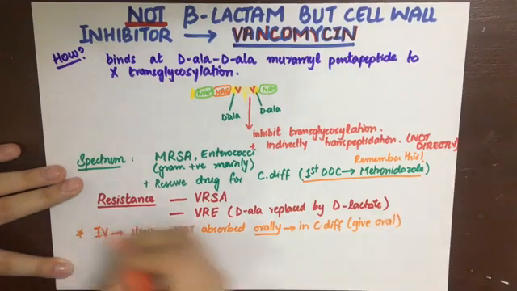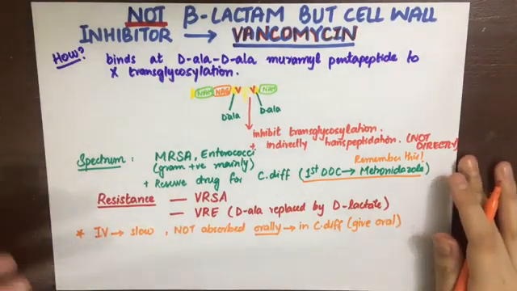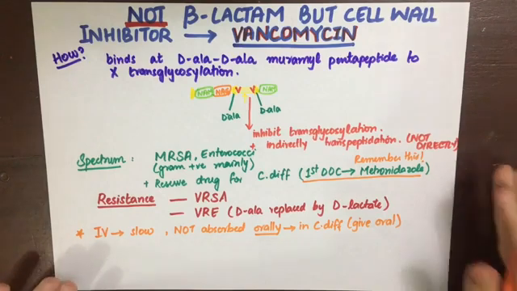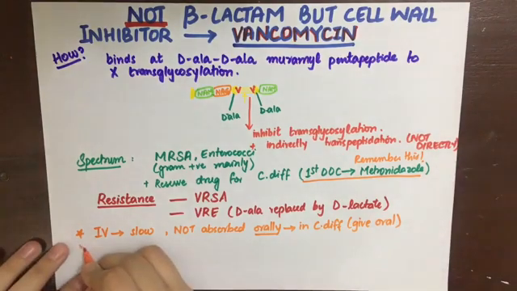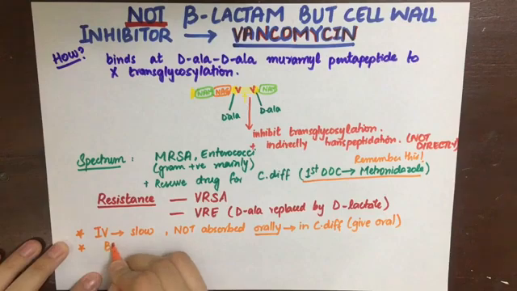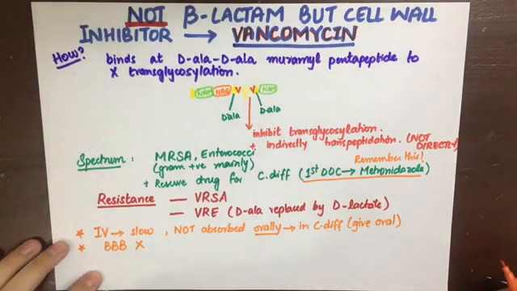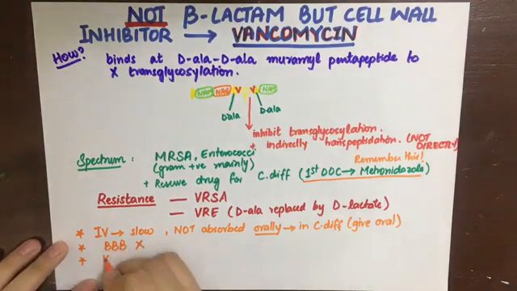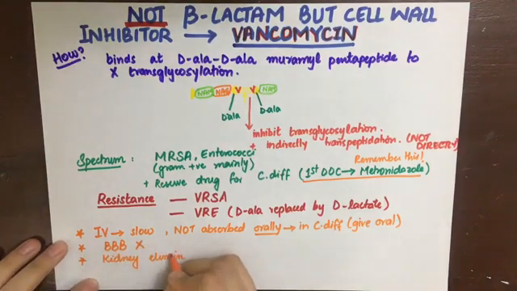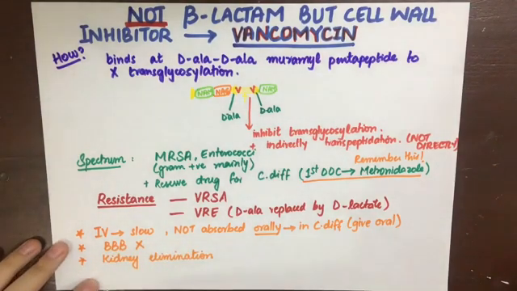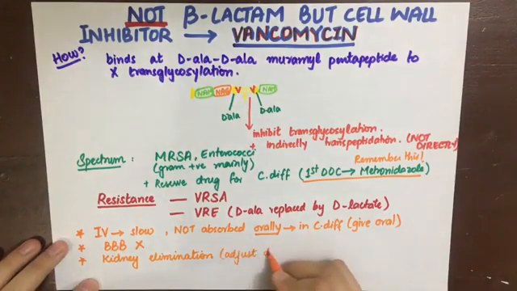The IV infusion should be slow, and if it is fast, it can cause a shock-like state called red man syndrome. It cannot cross the blood-brain barrier, and its elimination is via the kidney, so we need to adjust its dose in renal patients. The side effects, as I mentioned, is red man syndrome.